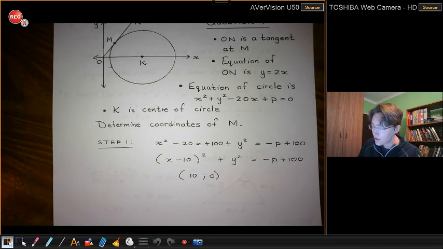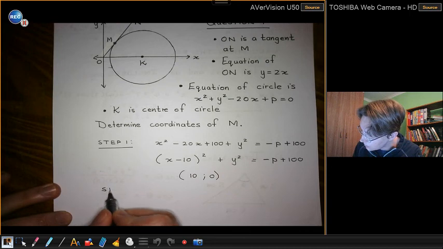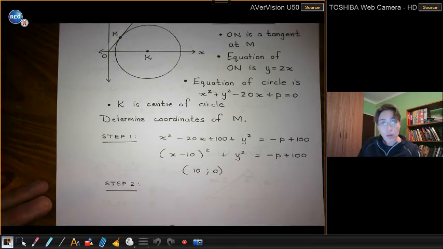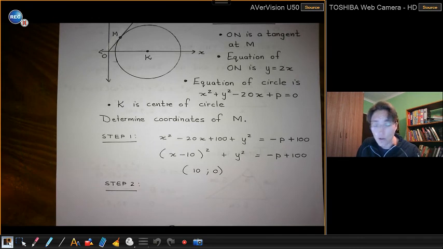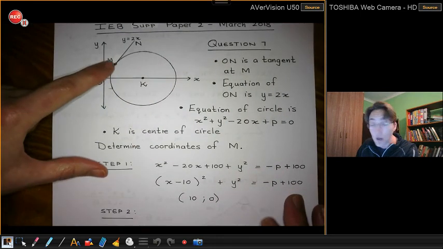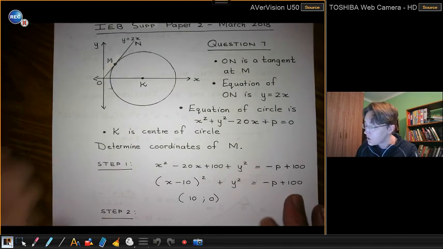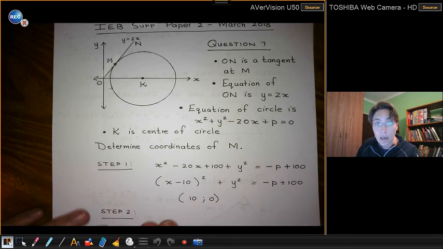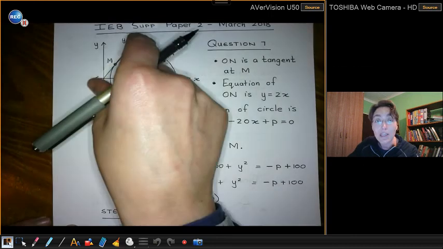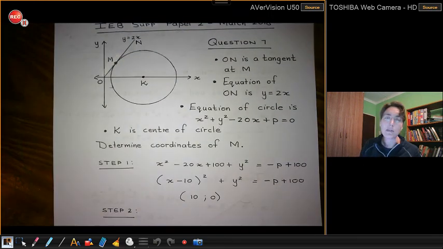Now that we found the center of the circle, we need to find the equation of the radius. So this is going to be step 2. Now you'll note, last time when we found the equation of the radius, we used 2 points to do it because we had the center and we had the point of contact. Now we don't have the point of contact. So what we need to do here is first find the gradient of the radius by using the tangent. So we're still going to use that principle that the tangent is perpendicular to the radius.